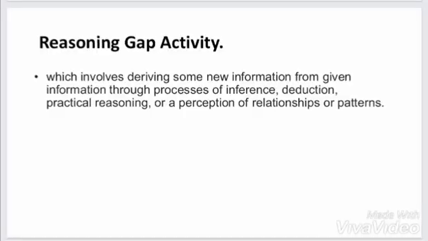There are three types of tasks: information gap, reasoning gap, and opinion gap activities. An information gap activity involves a transfer of given information from one person to another, from one place to another, or from one form to another, generally calling for the decoding or encoding of information from or into language.